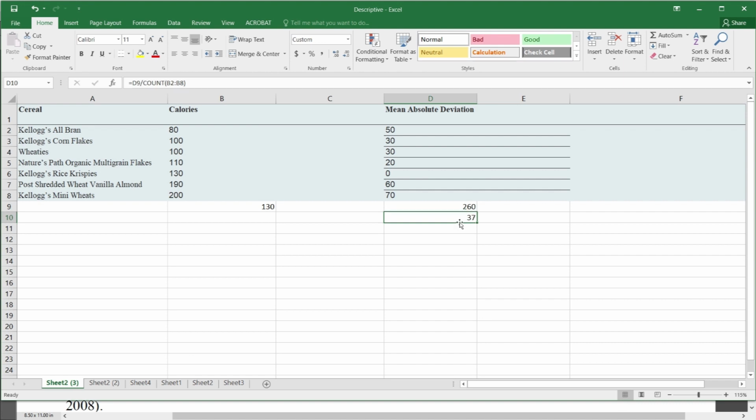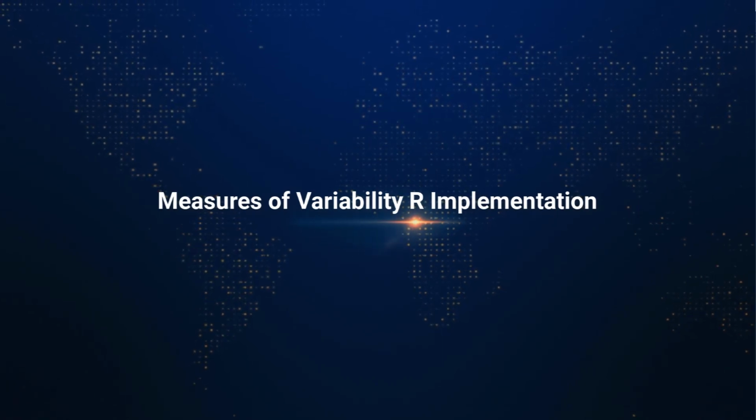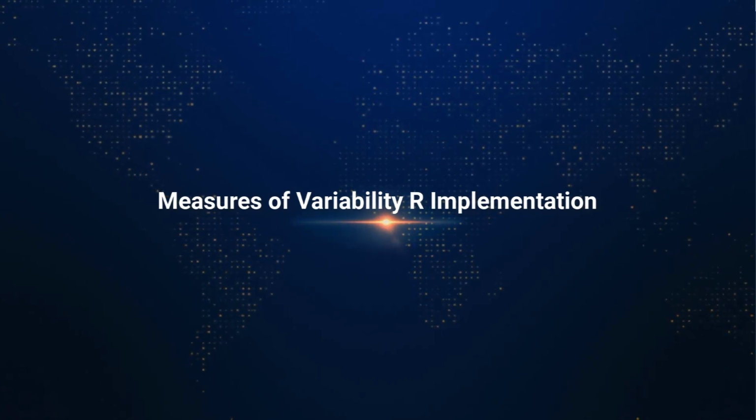So we get a value of 37. So this is the mean absolute deviation of the sample. In this video, we'll discuss the R implementation of measures of variability.